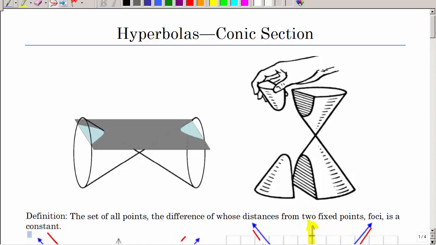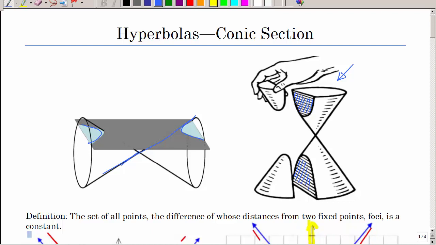Our last conic section that we're going to look at are hyperbolas. Again, I wanted you to see why it's called a conic section, because if you take what we call a double cone, two cones put together, and slice it with a plane, you get two branches called a hyperbola. This is actually showing you a solid cone, slicing it, and again that cross-sectional area would be a hyperbola.